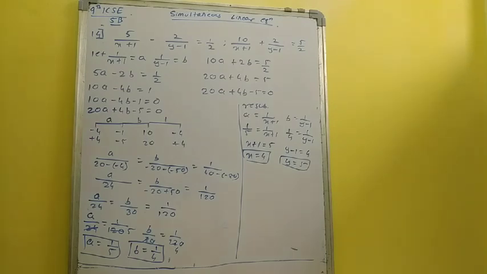So these were the 14 sums of 5b using cross multiplication method. Okay.